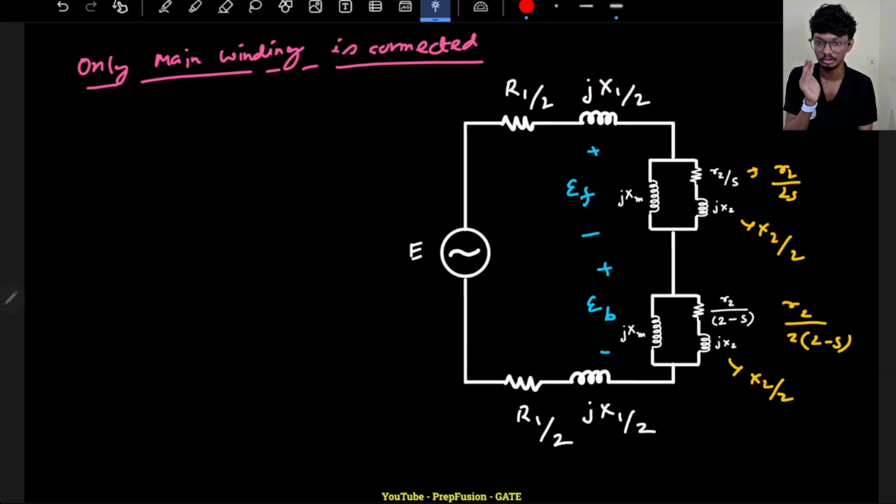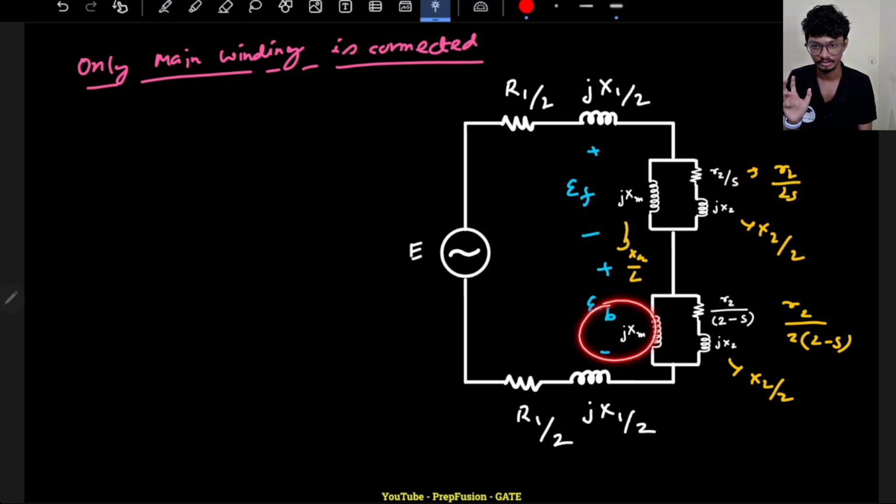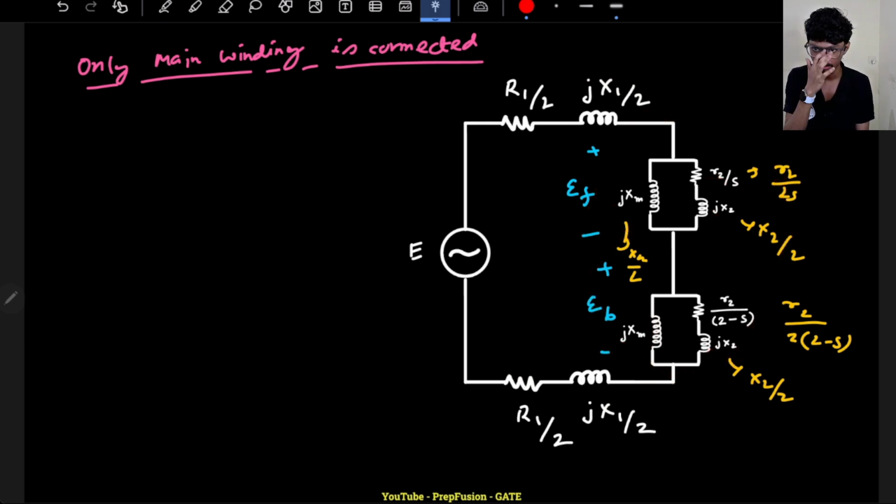Otherwise you will be confused, because in a few books they have written R2 by s, and this will become xm by 2, and this also will become xm by 2. In a few books they are all divided by 2, in a few books it is just written R2 x2 like this. So it all depends on how they are writing down the values. Generally, I hope the circuit diagram will be given to you. So that is clear.